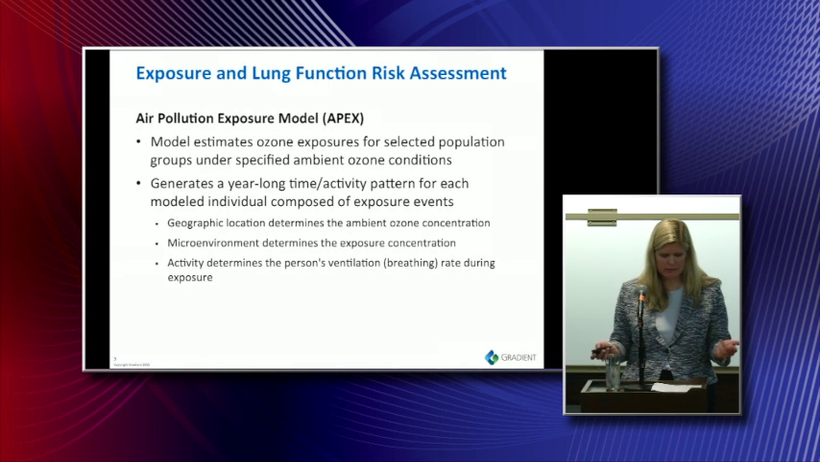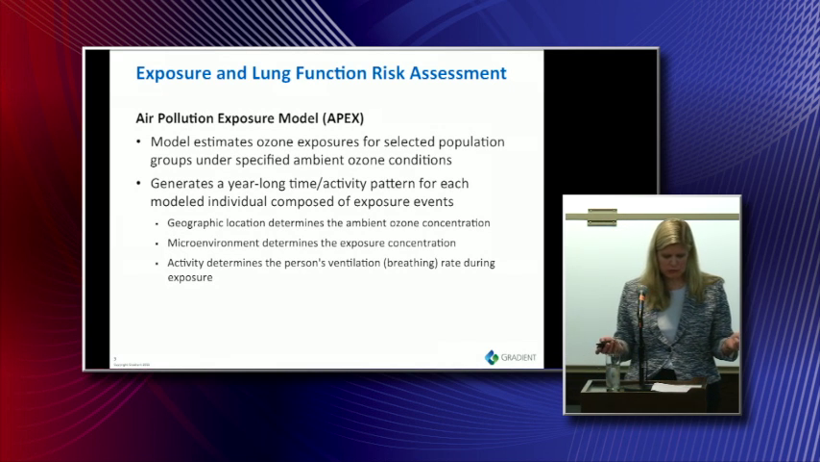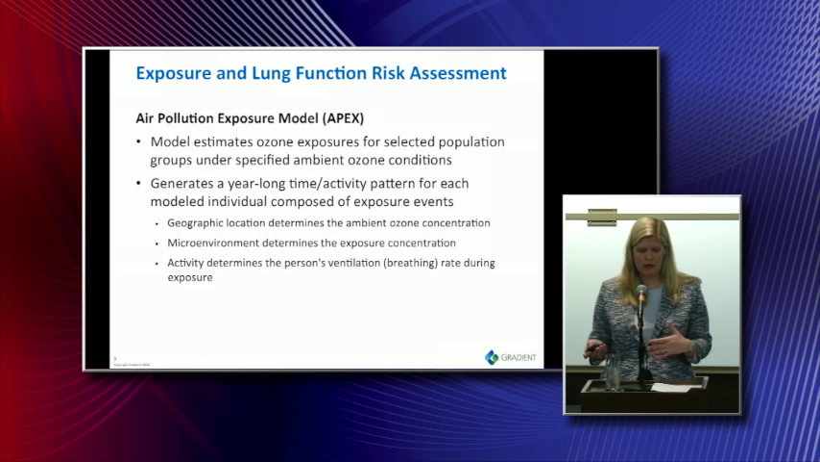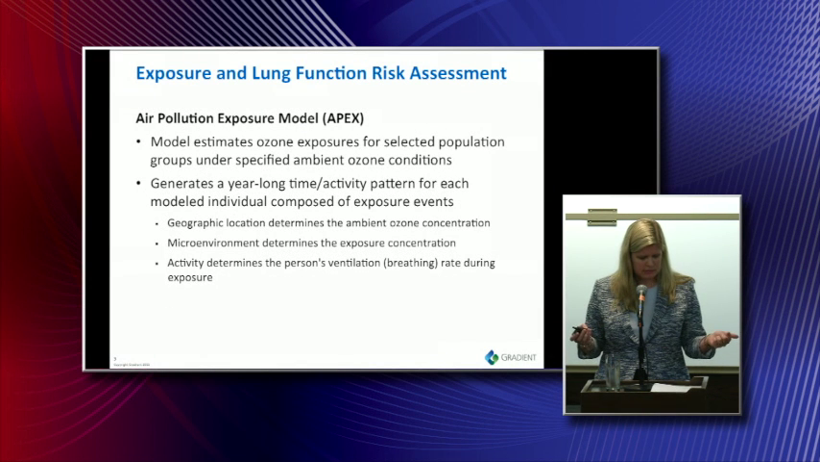So first I'm going to talk about the exposure and lung function risk assessment. To do this assessment, EPA used the air pollution exposure model, or the APEX model. Now this is an exposure model, but it also was integrated with a risk piece to calculate the FEV1 decrements. The exposure model seeks to look at people's personal exposures, so the exposures that someone would experience in their everyday life, going through different microenvironments. Basically the model generates, for simulated people, a year-long time activity pattern for each of the modeled individuals, and these time activity patterns are composed of exposure events.